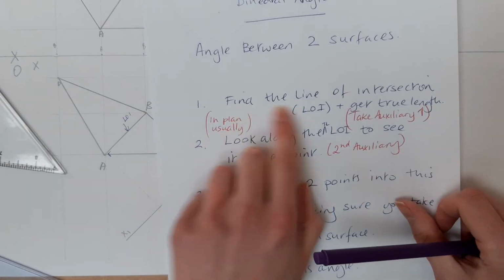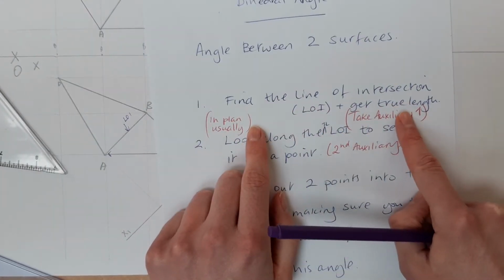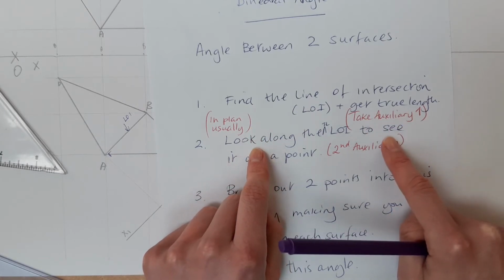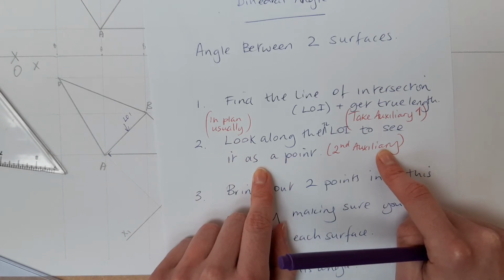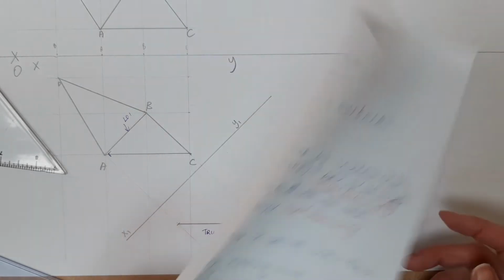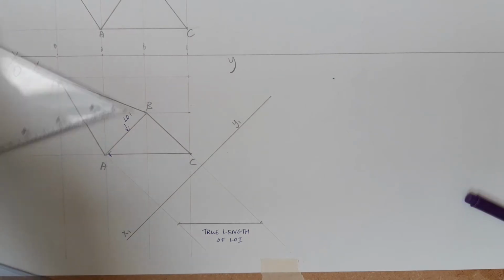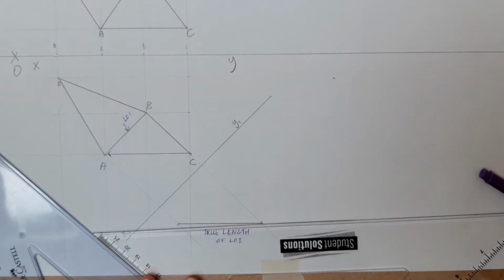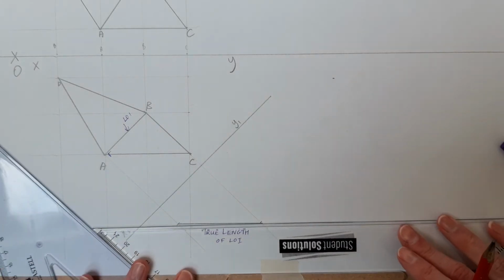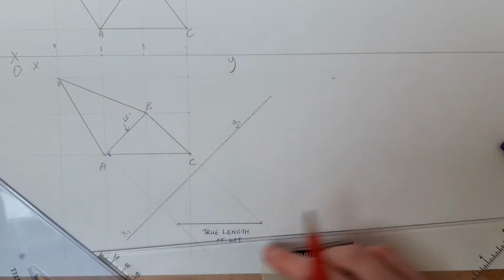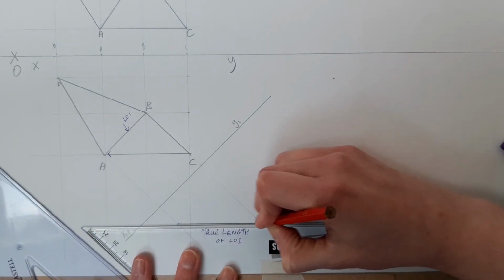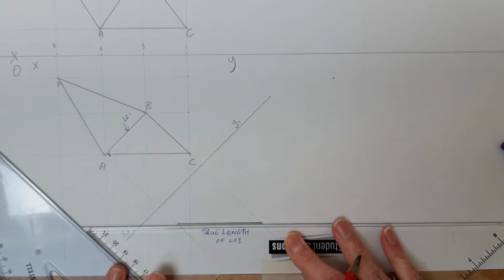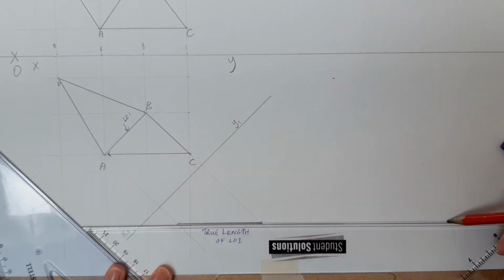It says, so we've done step 1, we've got the true length of the line that was taking our first auxiliary. Look along the true length line of intersection to see it as a point. This is a second auxiliary. Looking along it says exactly what it says in the tin. You're going to draw your line out along that line. Just as I see that it wasn't very accurately drawn, I'm going to redraw it, just ever so slightly a little bit better. So look along it. That means draw it out.